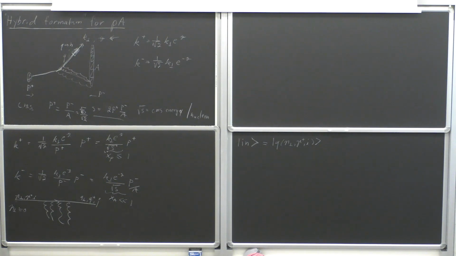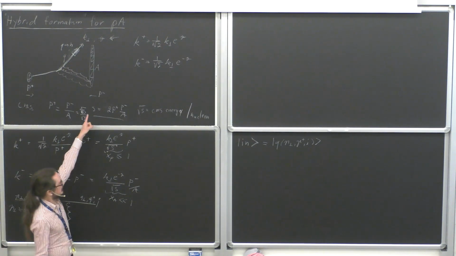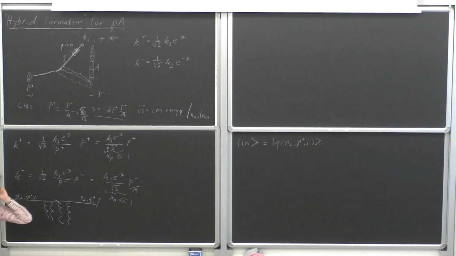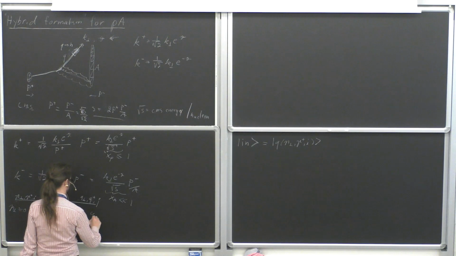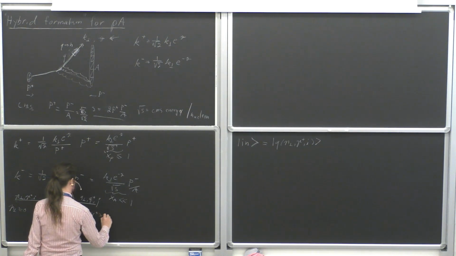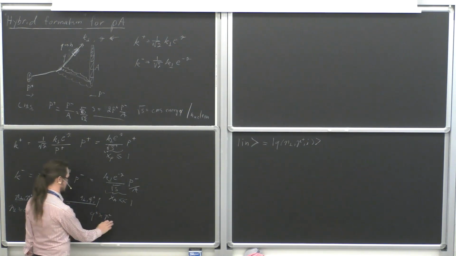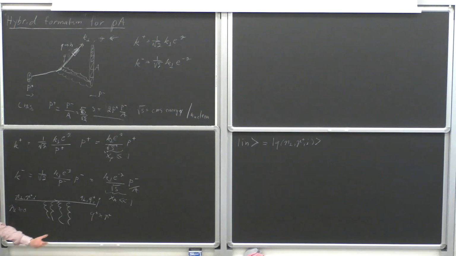Also, the other thing that I told you is that the nucleus has a large P minus. The nucleus doesn't really have any P plus, right? So in fact, this color field is not going to contribute any plus momentum. So this means that I'm actually going to have Q plus being the same as P plus. So I'm going to approximate that you get no color and no plus momentum from the target.